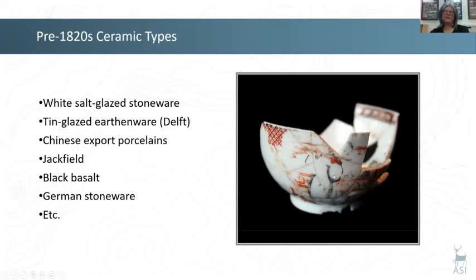This is a little hemispherical teacup. You recognize the shape. If you go into a Chinese restaurant today, you will get your tea served in a little hemispherical cup. So there's lots of different things that we're not going to talk about. What I really want to talk about today are the things that we commonly find.